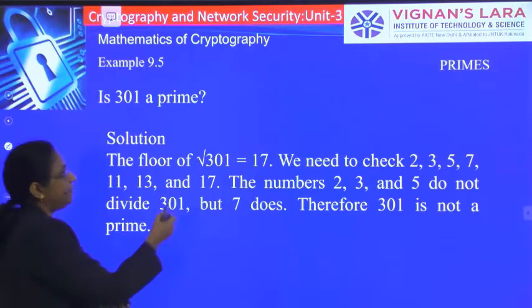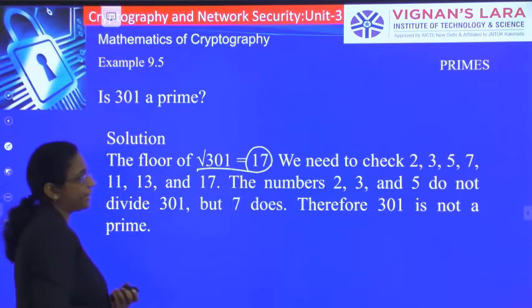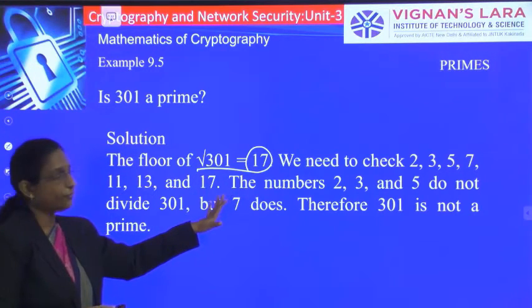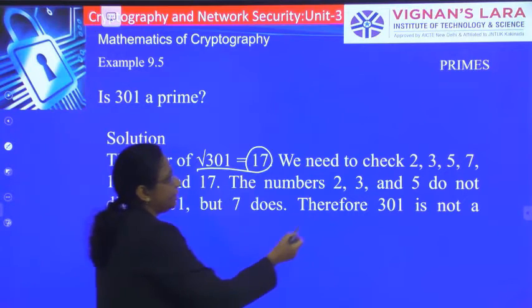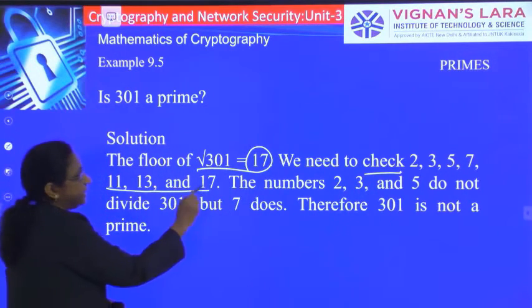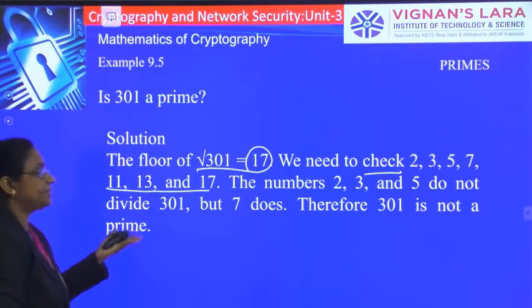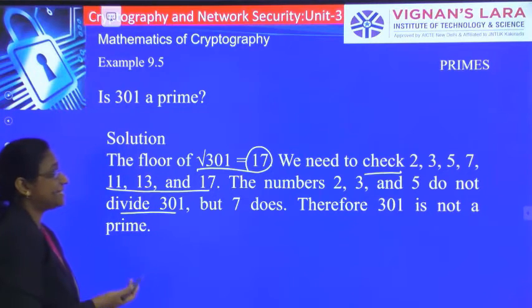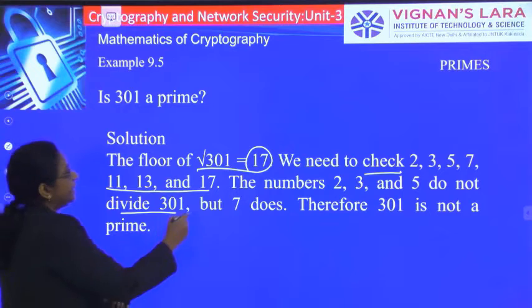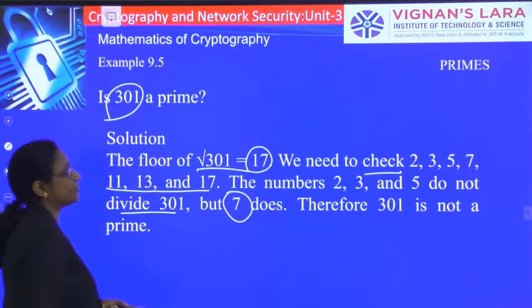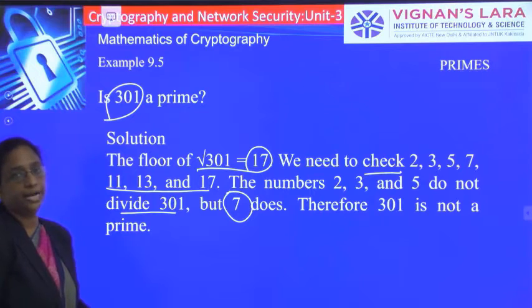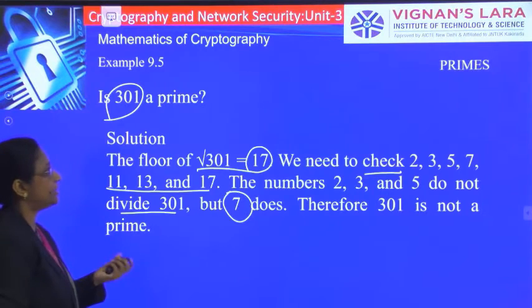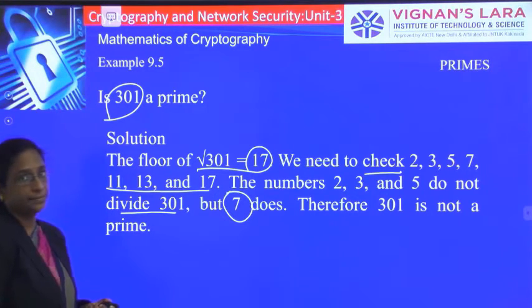Here also we take the square root and floor, and we get 17. Then we take all the primes up to 17, which are 2, 3, 5, 7, 11, 13 and 17. The numbers 2, 3 and 5 do not divide 301, but 7 divides 301. That means 301 is not a prime. So that is one method for checking the primality of a number.